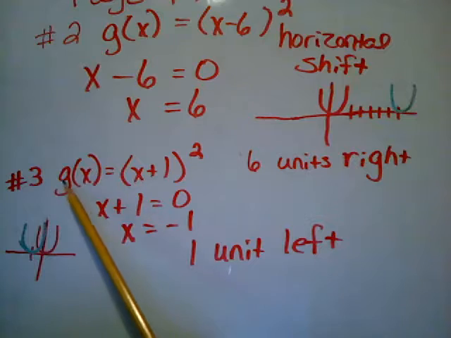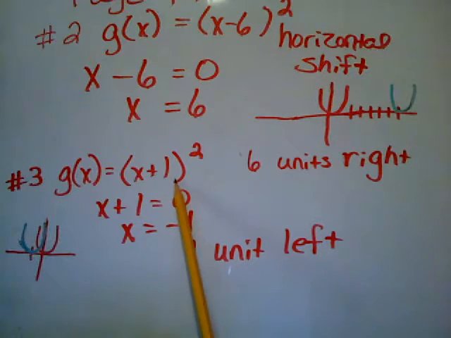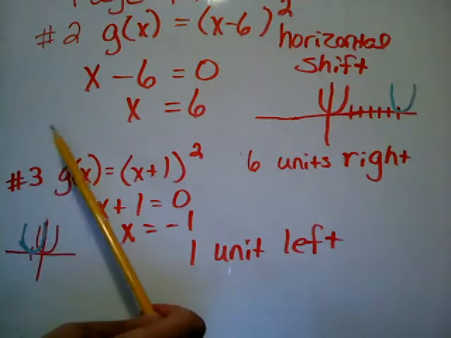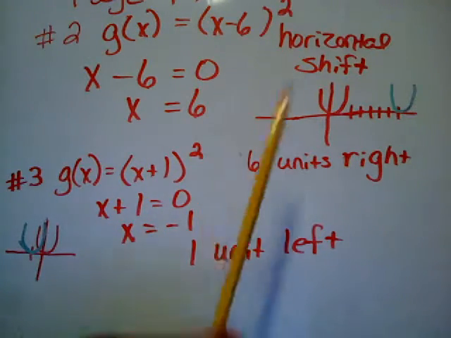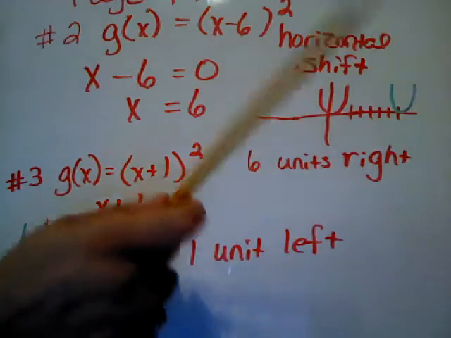Alright, let's look at this one. G of x equals x plus 1. If you set x plus 1 equal to 0, it gives you a negative 1, and you're going to shift 1 unit to the left. So this is our second type of translation. The first one was vertical, this one is horizontal.